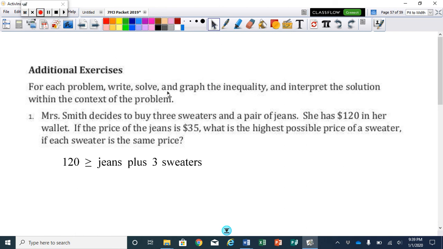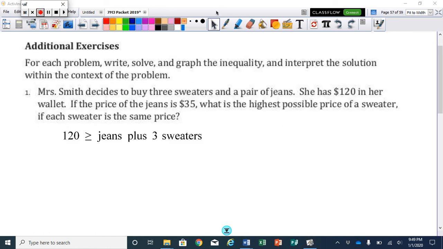For each problem, write and solve and graph the inequality and interpret the solution within the context of the problem. Mrs. Smith decides to buy 3 sweaters and a pair of jeans. She has $120 in her wallet. If the price of the jeans is $35, what is the highest possible price of a sweater if each sweater is the same price?